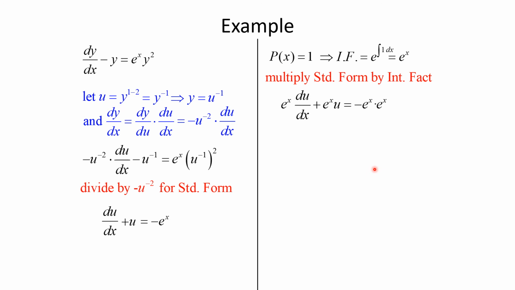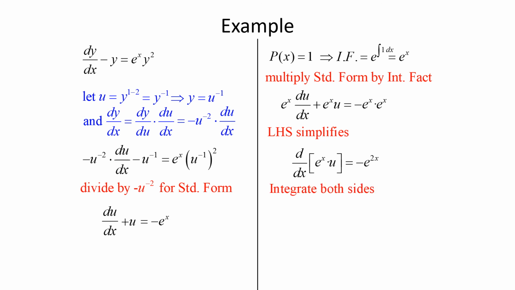And then we're going to simplify. So remember, when we work these first-order linear problems using an integrating factor, the left-hand side is always going to simplify to be the derivative of your integrating factor, so that's e to the x in this problem, times your dependent variable, which is going to be u. So we get the derivative of e to the x times u, and on the other side, e to the x times e to the x will give us e to the 2x. And so since we've simplified, now we can integrate both sides. So the integral of the derivative of e to the x times u with respect to x will equal the integral of negative e to the 2x dx.